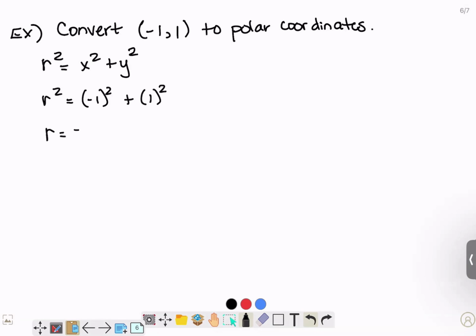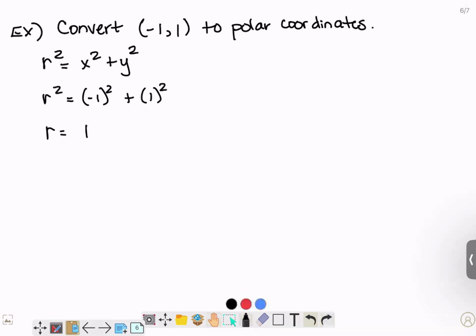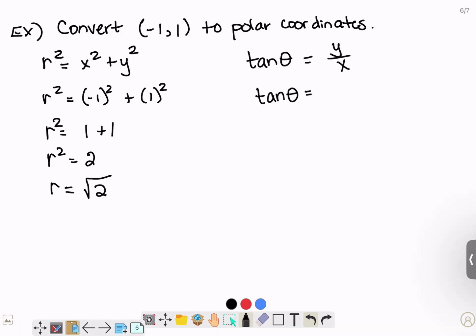So r squared is equal to 1 plus 1. r squared is equal to 2. So that means that r has got to be the square root of 2. And then to get theta, we're going to use the equation that says tangent of theta equals y over x. So tangent of theta for this problem equals 1 over -1. So we've got to solve this equation for theta, where tangent is equal to -1. And that is going to happen at 3π/4.